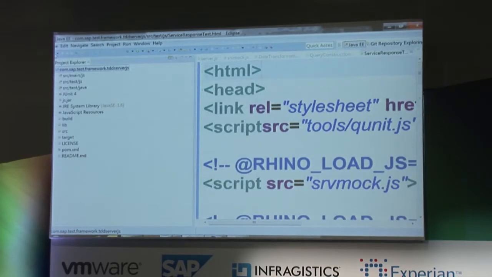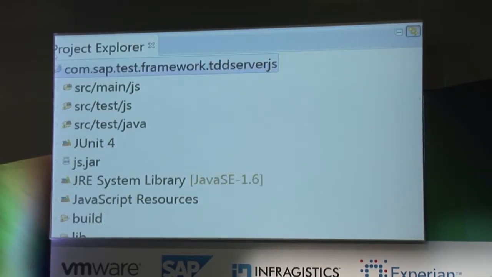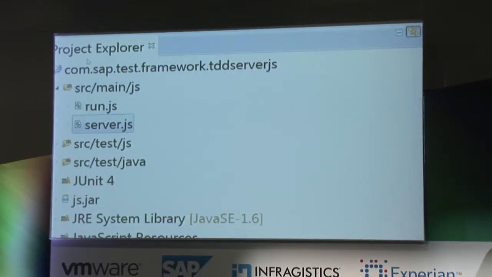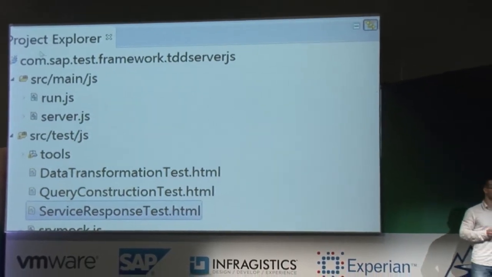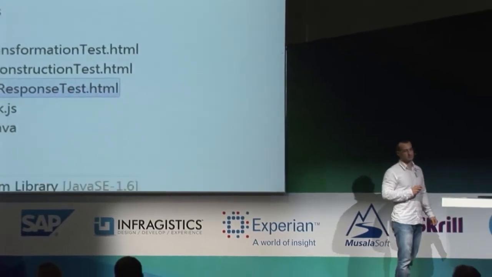Let me show you how my project looks. For the simplicity of the demo, I have added everything in one single project. In main.js, I have my productive code. This is server.js. In test.js, I have my tests for the different layers that I explained: data transformation, query construction, and service response tests.